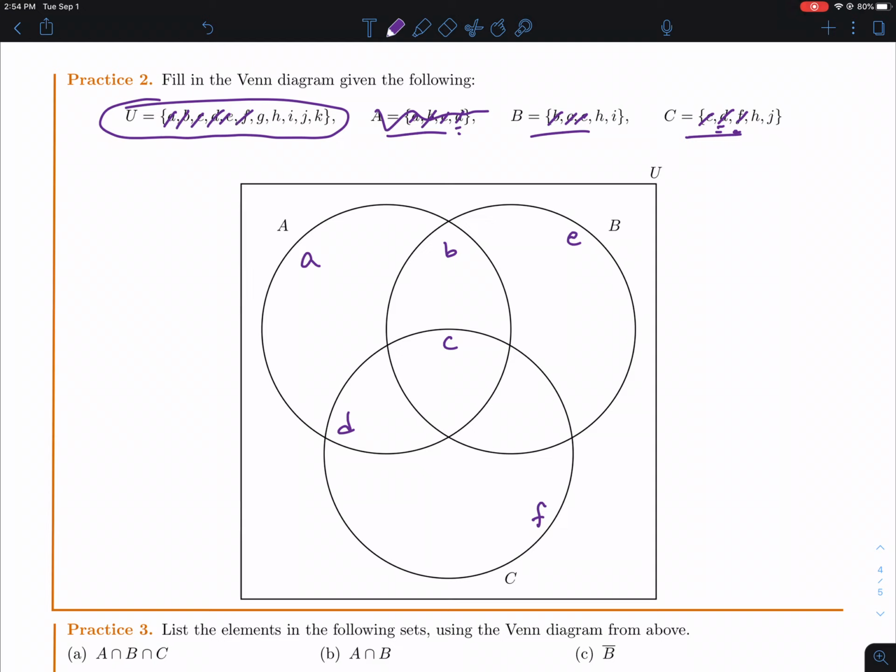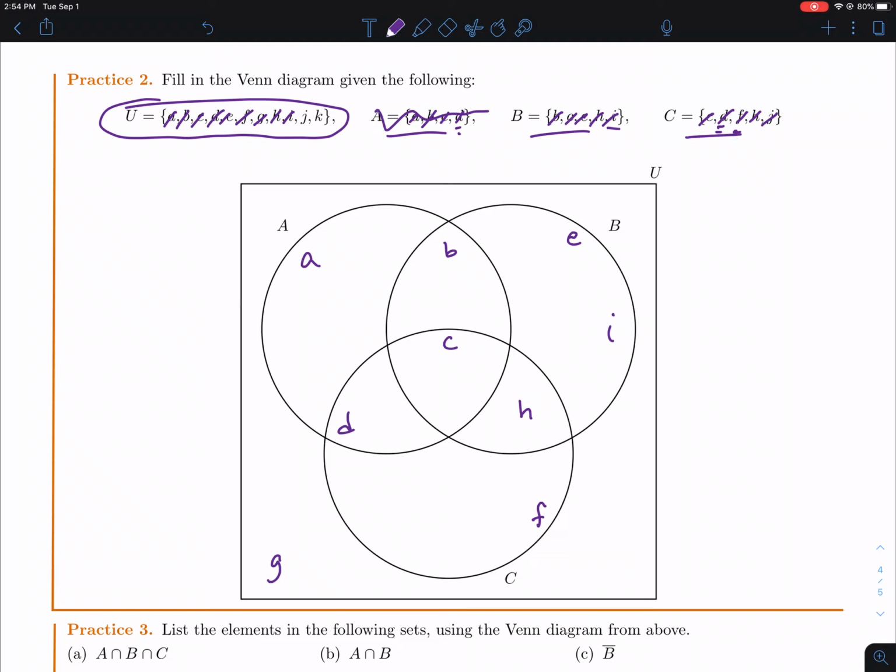So if I notice, G is not anywhere in B or C, so that means G has to go outside the circle. So I'm just going to stick G over here to the outside. Now H is in both B and C, so that means I want to put it where they have in common. So that's going to give us H in that spot. And then let me scratch off H. So I is only in B. So again, let's put it over here by E so it's out of the way.